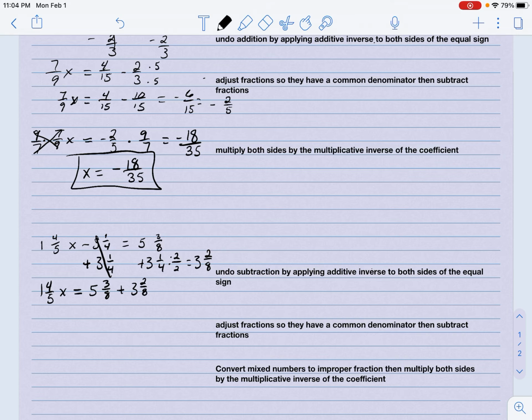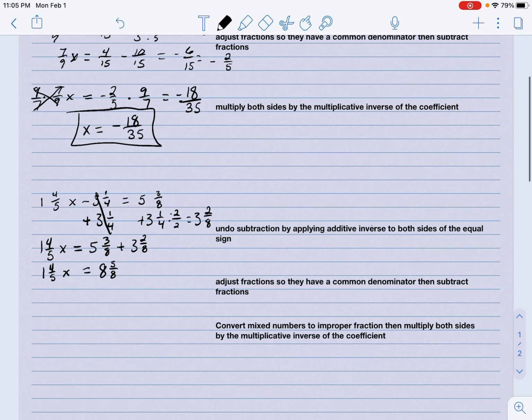Okay, so we can add our whole numbers. 5 plus 3 is 8. And then add our fractions. So 3/8 plus 2/8 is going to give us 5/8. And so there now we have added our mixed numbers. So 1 4/5 x equals 8 5/8. Now we need to convert the mixed numbers to improper fractions. Remember, we have to convert to improper fractions before we multiply or divide fractions.